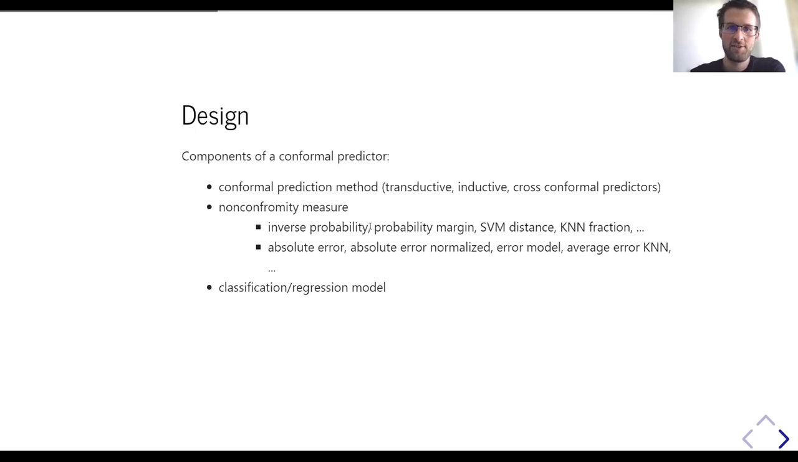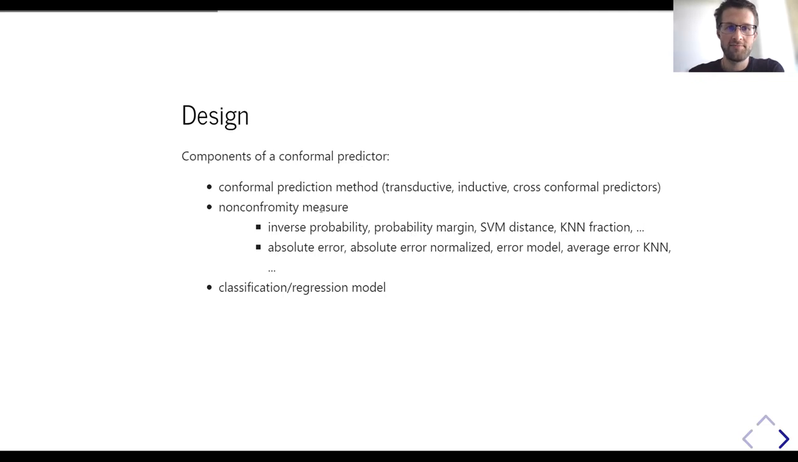We have a large set of these non-conformity measures available because this package actually arose from a project where we were investigating the effect and the usability of different non-conformity measures on mutagenicity datasets. Essentially, we had a dataset where we had molecular structures described by some features, and the task was to model whether this molecular structure is likely to cause mutations and in turn cancer. Here we were experimenting with different non-conformity measures. That's why we have a pretty large library.